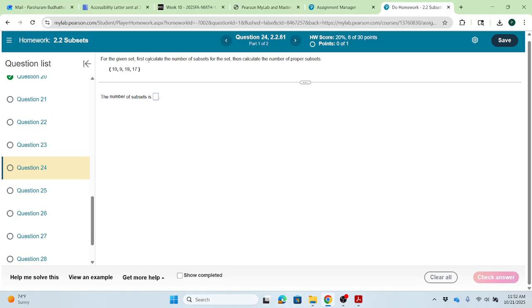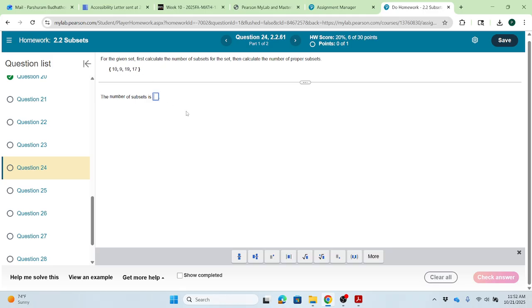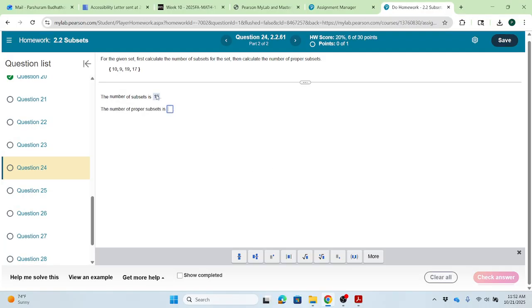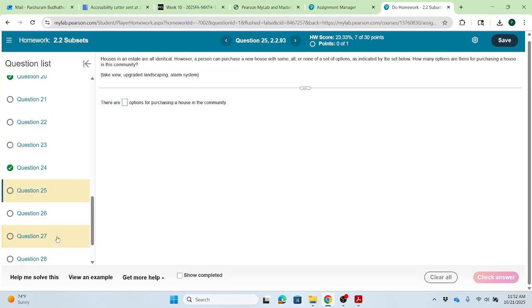For the given set, first calculate the number of subsets. How many elements are there? 1, 2, 3, 4. So the number of subsets would be, according to the formula, 2 to the power 4, which is 16. And then you have to subtract 1 from that number to get the proper subsets, which is 15.